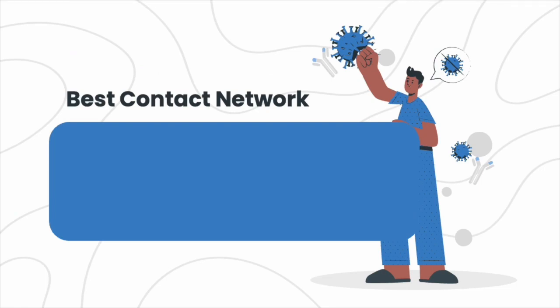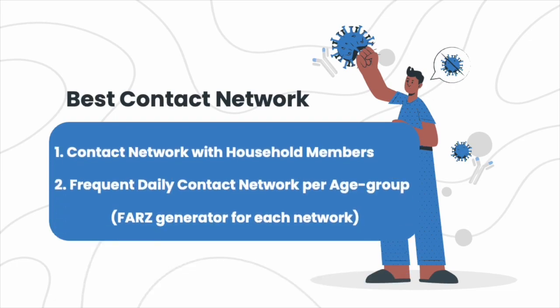The best contact network that was generated was the combination of multiple networks. First was the contact network with household members. Second was to create the frequent daily contact network for each age group using the fast generator.